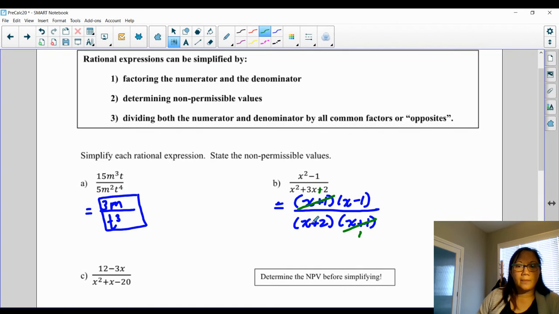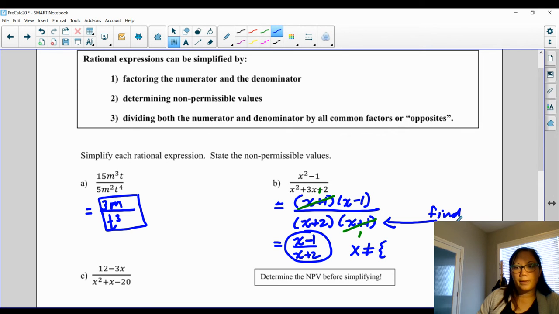Now, can I cancel the x minus 1 with the x plus 2? Absolutely not. Those are not the same. So what I end up writing is x minus 1 over x plus 2 as my final answer. But I also have to state as part of my final answer my non-permissible values. Now, non-permissible values are anything that at any point along the way could have made the denominator 0. So I don't just look at my answer for my non-permissible values. I look back here to find the NPVs when my denominator was factored.